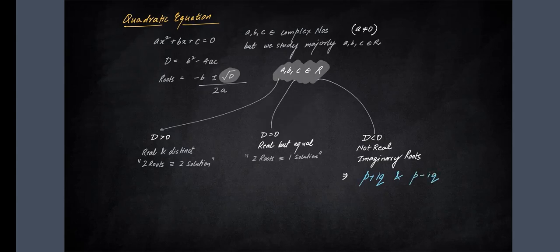But remember, this is only possible when a, b, and c are real numbers. If a, b, and c are not real numbers, then we cannot say that they will occur in conjugate pairs. So if you want to take an example, let's take x square minus 2 iota x minus 1 equal to 0. This is a quadratic, right? No doubt about it.